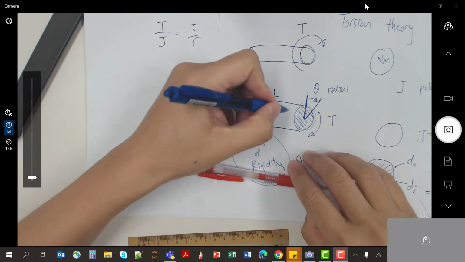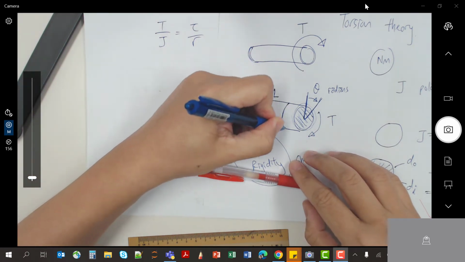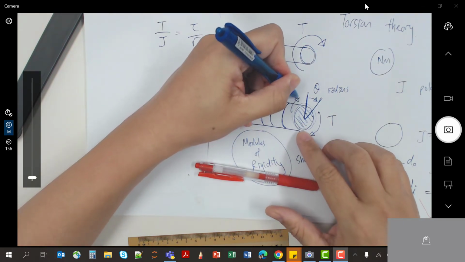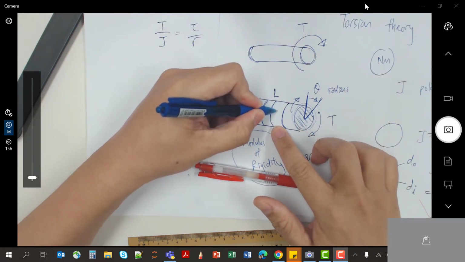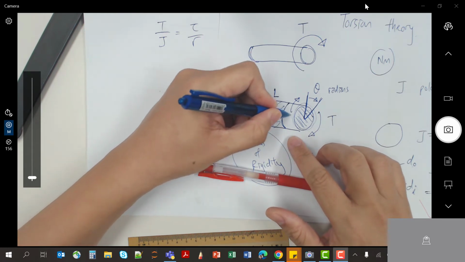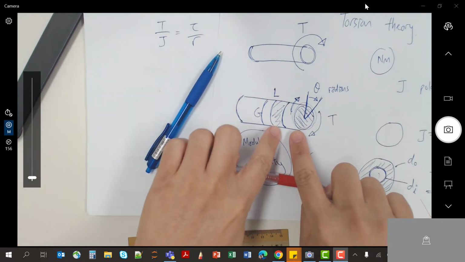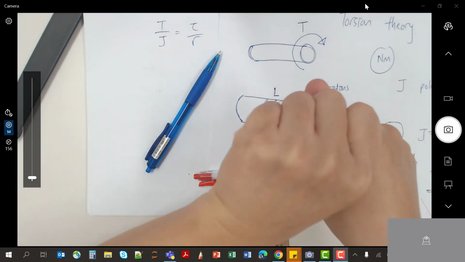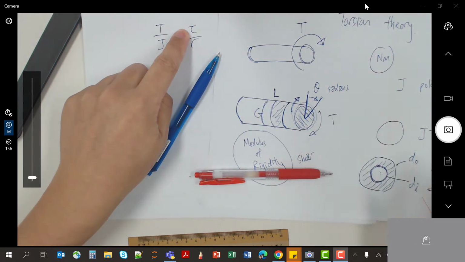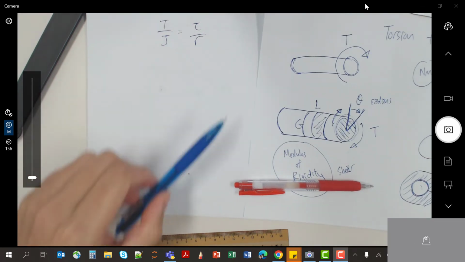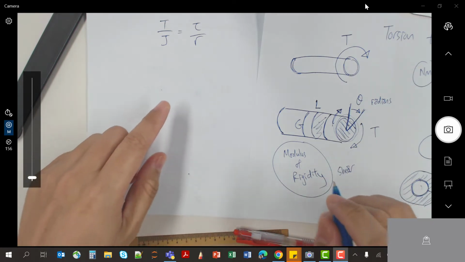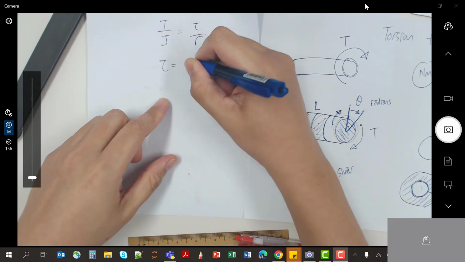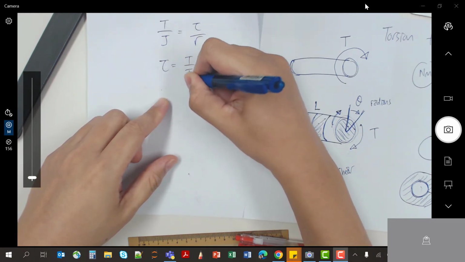So imagine if I break this shaft into different layers. This layer will want to turn, but this one will not want to turn. This piece will not want to turn, and this piece will be turning. So between these two pieces, there is a shearing force, and this shear is your tau, the shear stress. If I reorganize this equation, it becomes shear is equal to T over J times R.